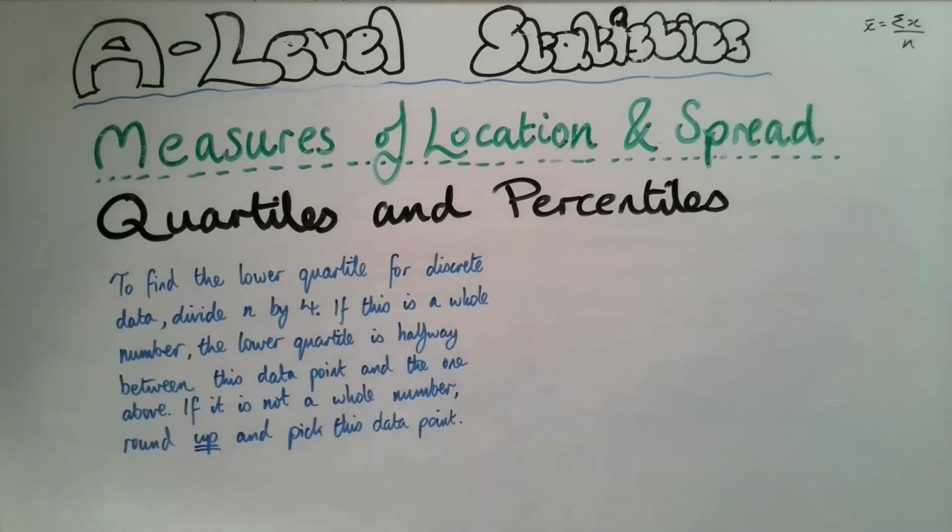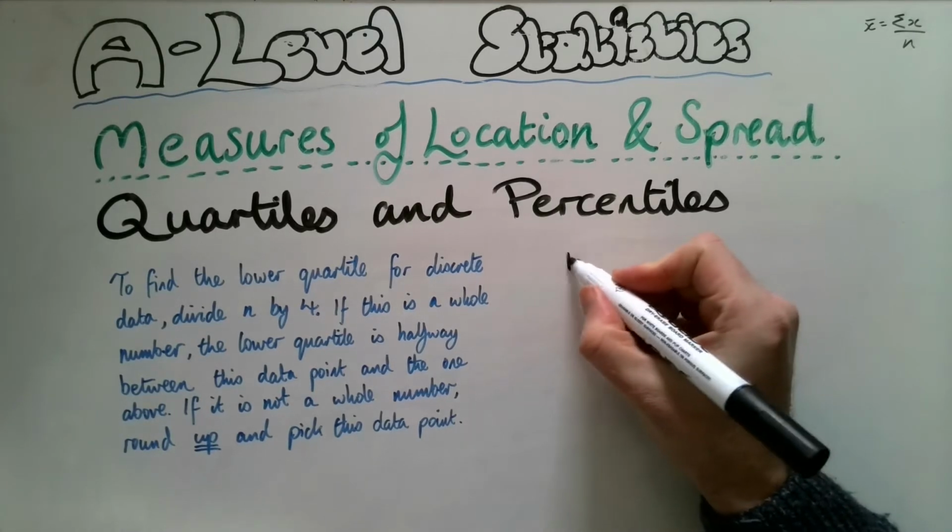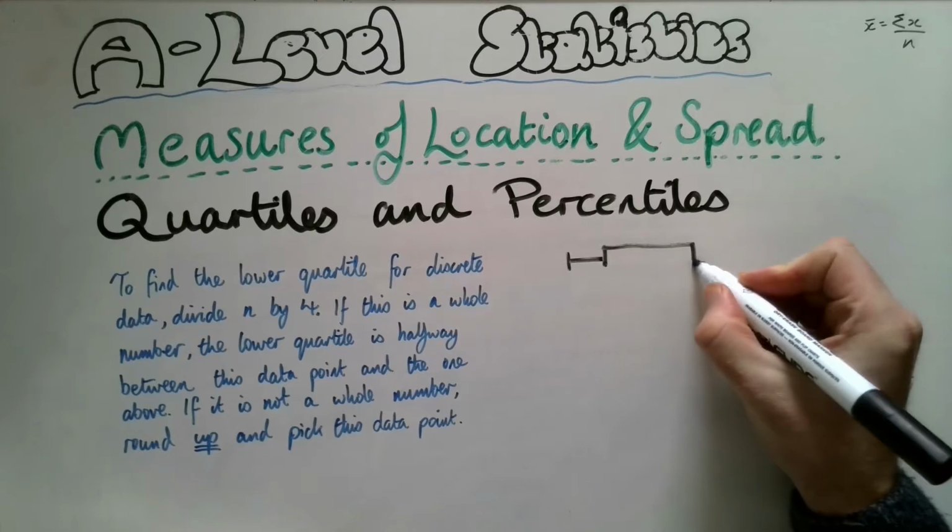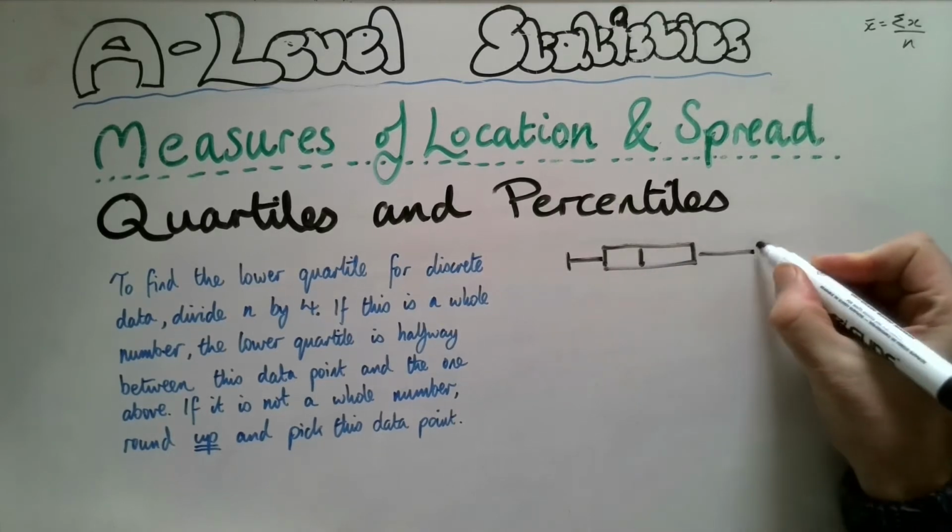Hi there folks, today we're looking not at the averages, the numbers right in the middle, but how spread out our data is. You should remember quartiles, the interquartile range, things like that from GCSE, and you would have done things like box and whisker diagrams where you would have had something looking like this.